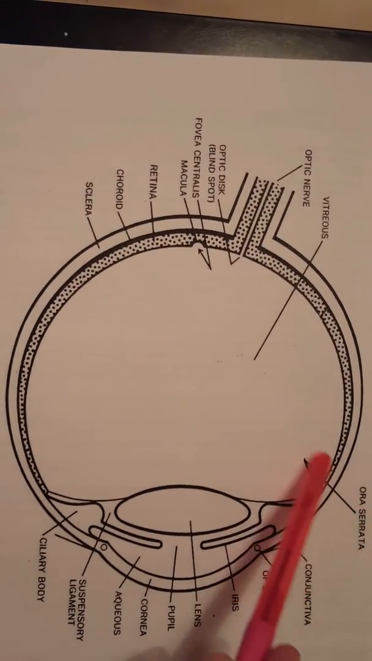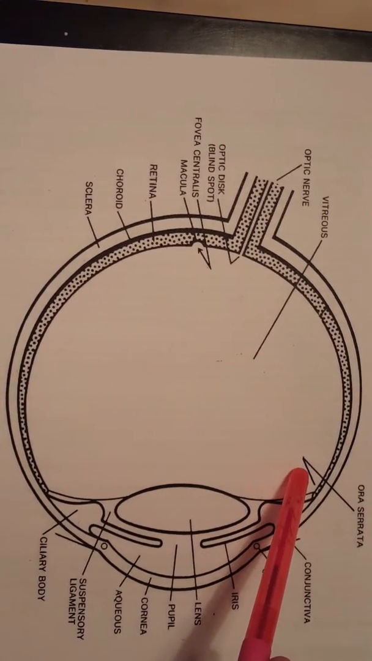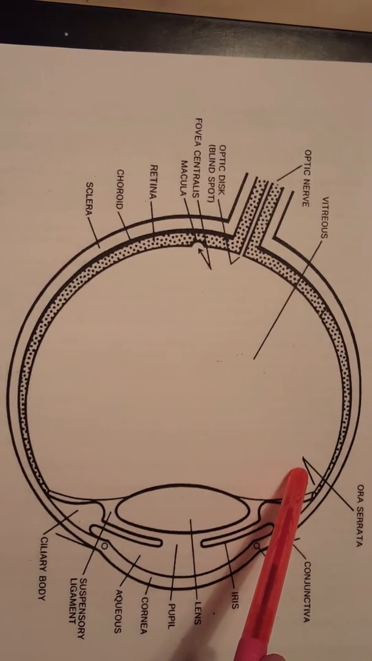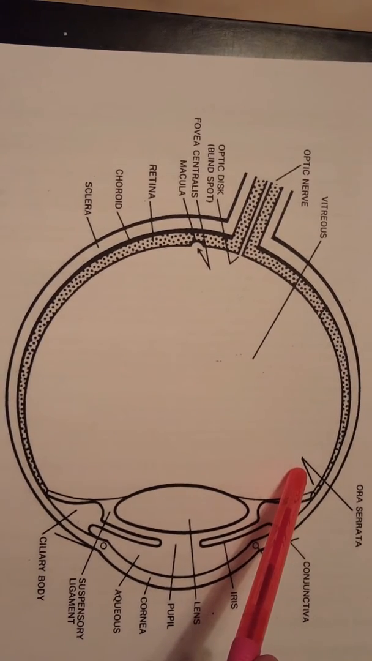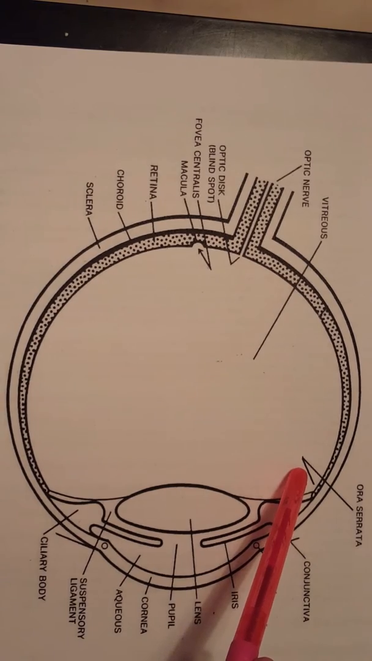Here we have the ora serrata. The ora serrata is the area of the inner eye where the retina ends and the choroid layer of the eye can be seen.